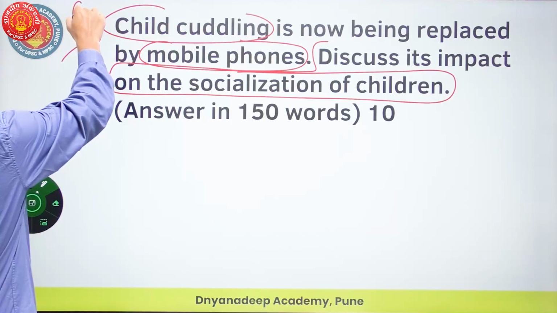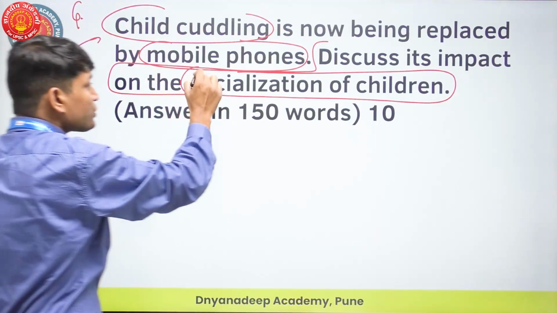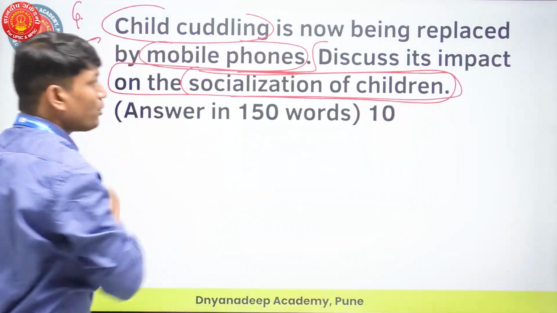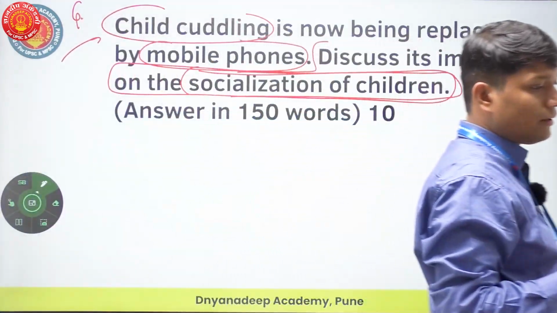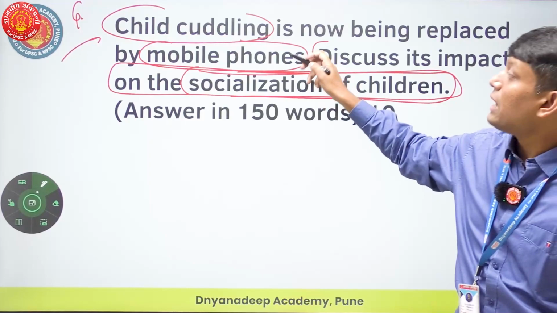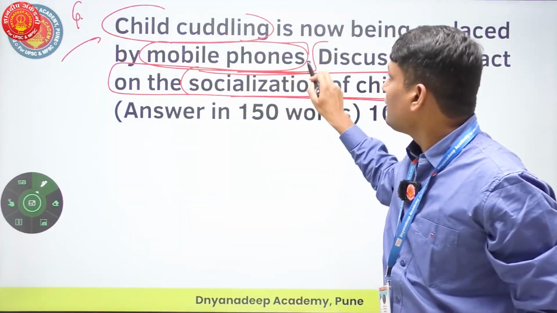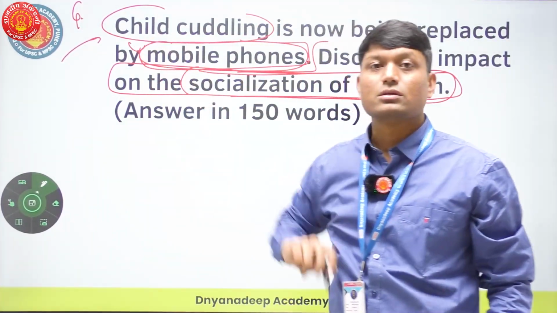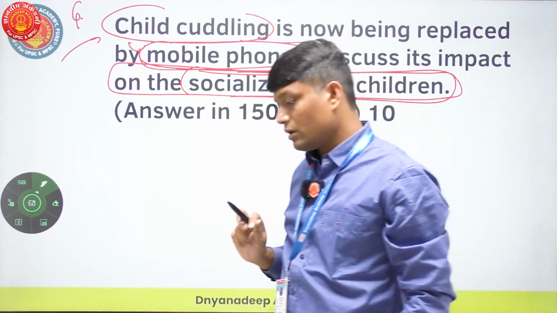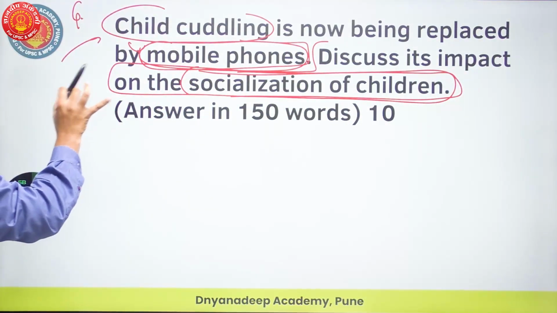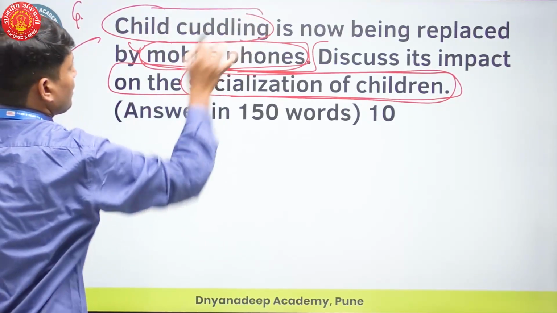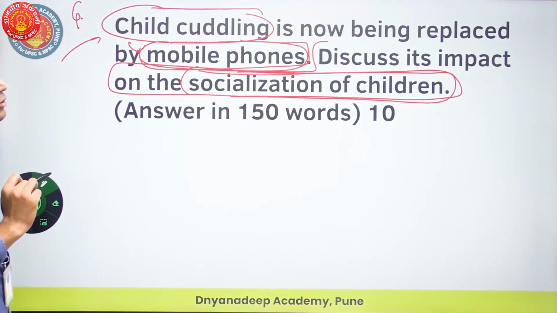Very, very specific. Here it gets very specific. This is what our general observation is. But what is the question asking? It is asking about the socialization of children. The mistake while answering will be that you would have highlighted the problems of mobile phones, right, which is affecting the children. Now, if you have done that, certainly there would be an error in your answer.